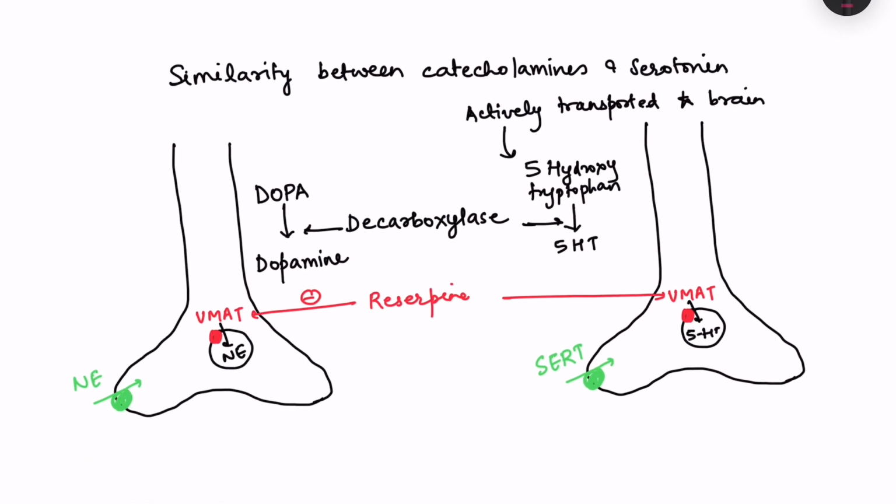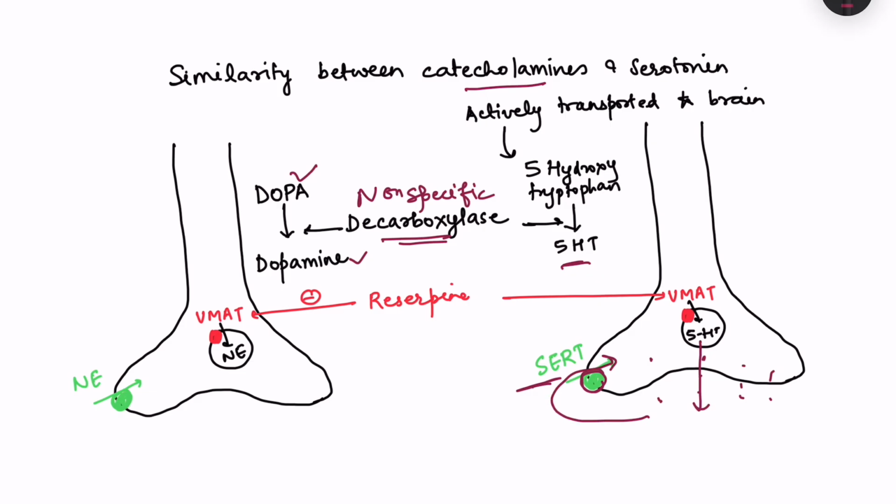Now, this serotonin has a lot of similarity with the catecholamines. For example, this decarboxylase enzyme which I told you before is a non-specific decarboxylase enzyme. That means it converts 5-hydroxytryptophan to 5-hydroxytryptamine. Also, it converts dopa to dopamine. That is one. Second thing, the serotonin which is released from the neurons or from the platelets is taken up by the serotonin transporter which is present on the presynaptic membrane. So once this 5-hydroxytryptamine is released from the granules, it goes back inside the neurons or the platelets by this transporter, that is the serotonin transporter.